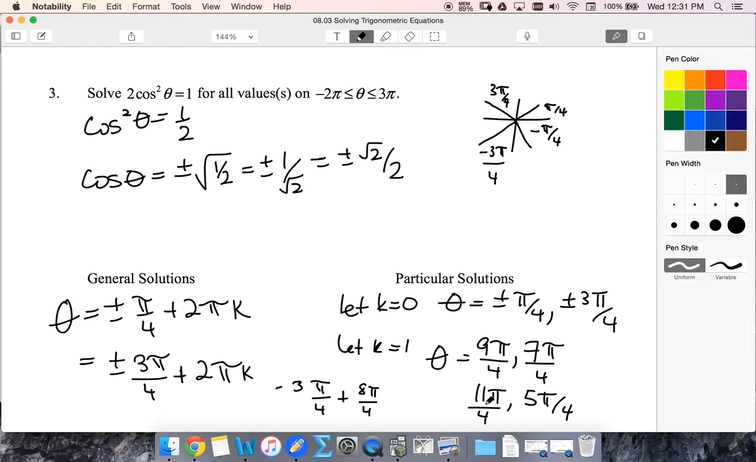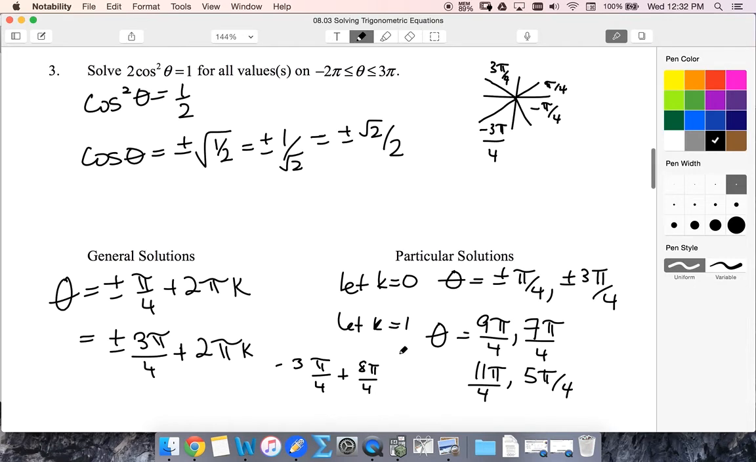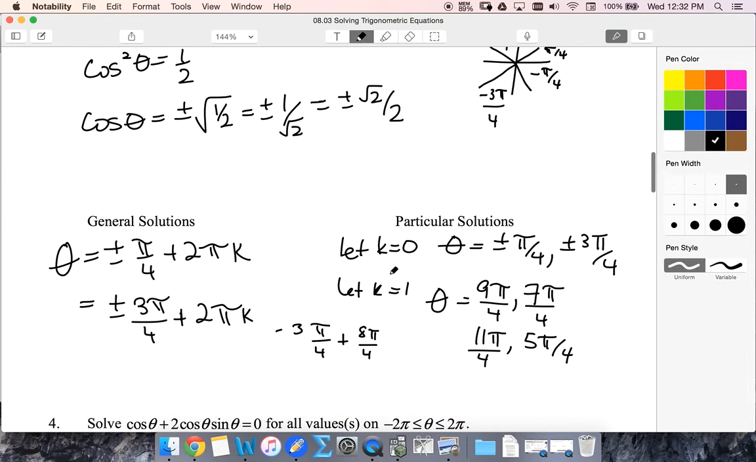So if I do one more cycle, I think I'm going to end up passing my 3 pi limit, because of course I am. I'll be adding 4 pi if I let k be equal to 2. So I'm not going to go any further with k being 2 with the positive 1, but we need to try our negative values. So let's let k equal negative 1. So pi over 4 minus 2 pi.